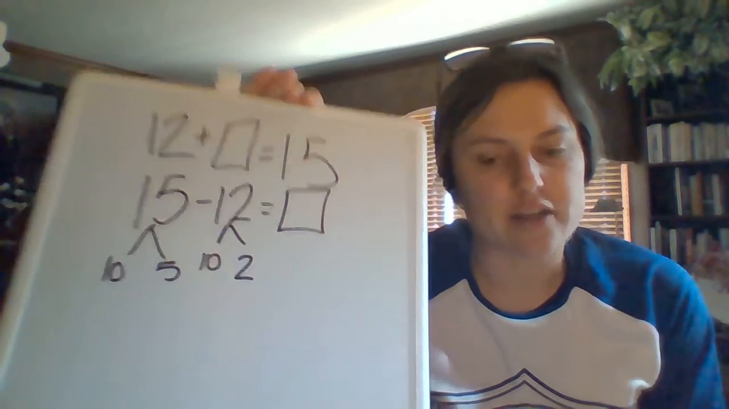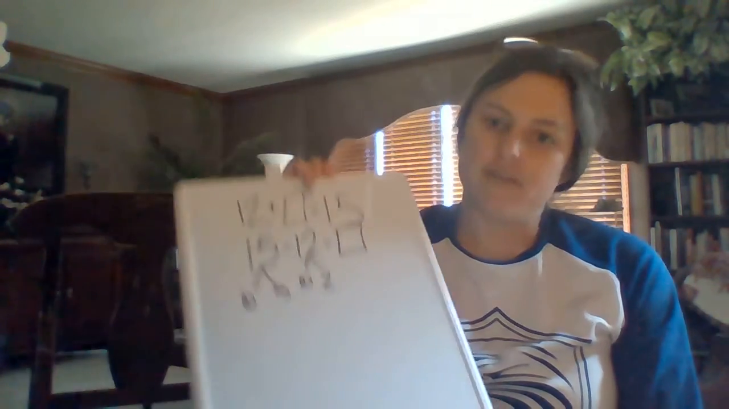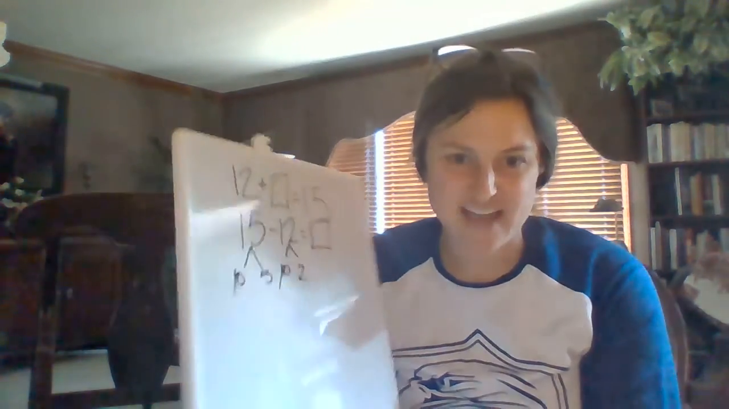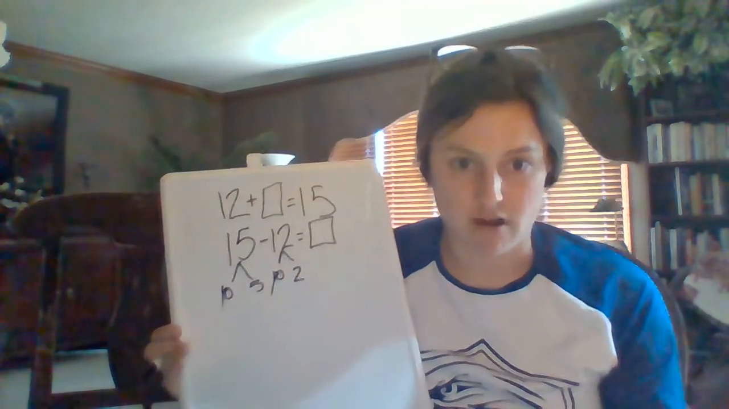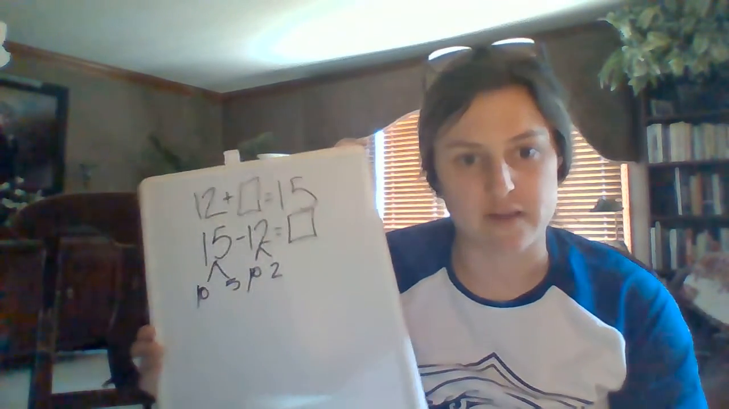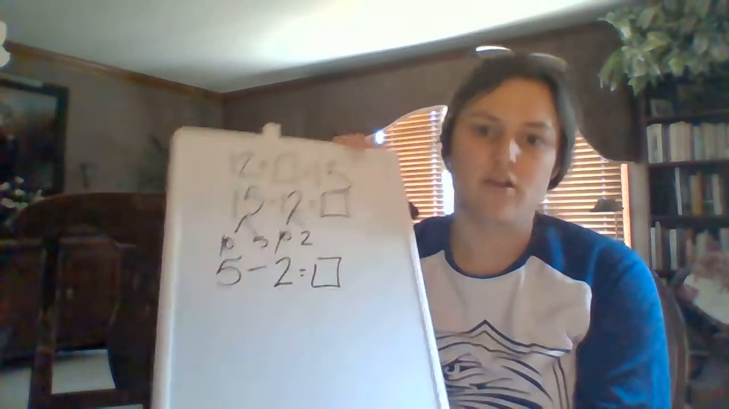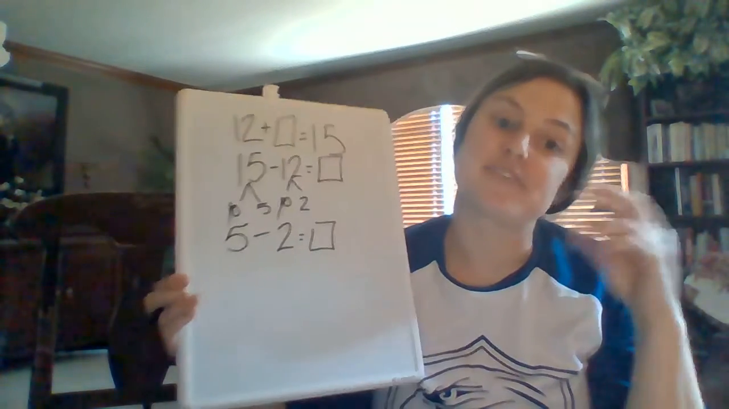Now, I know that I already have 10 here, so I'm just going to cross that out, because 10 minus 10 would equal 0. Any number minus itself would be a 0. And I'm left with 5 take away 2 equals mystery box. Great. Now I happen to know this because I'm a snap fact.